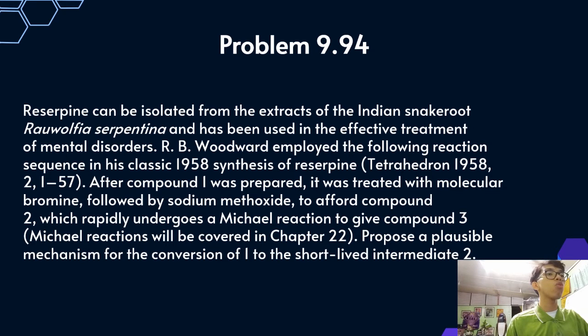After compound 1 was prepared, it was treated with molecular bromine followed by sodium methoxide to afford compound 2, which rapidly undergoes a Michael reaction to give compound 3. Now propose a plausible mechanism for the conversion of 1 to the short-lived intermediate 2.